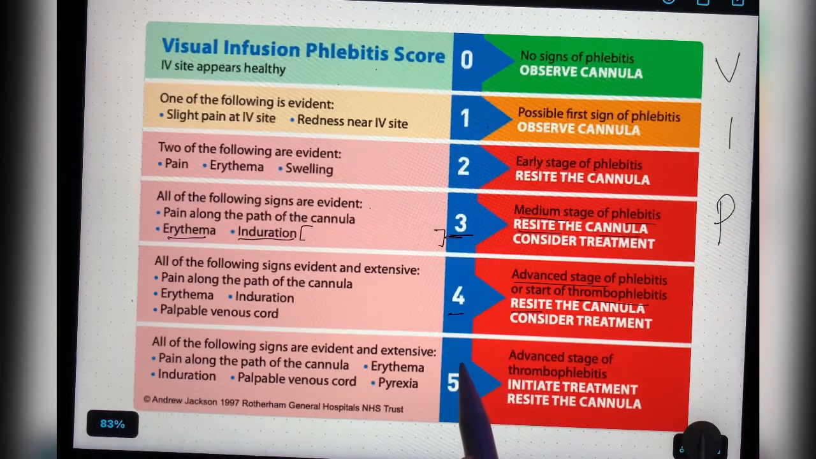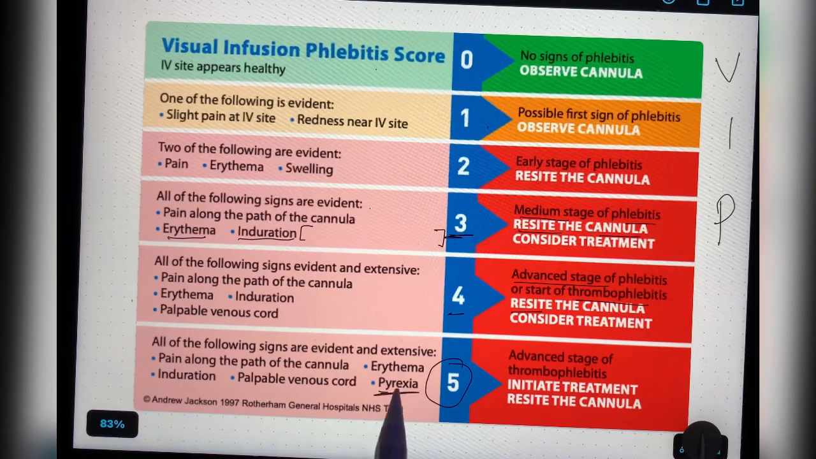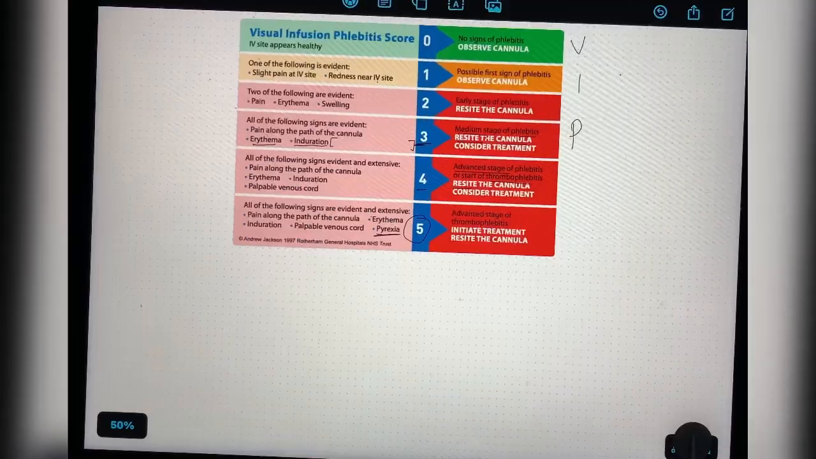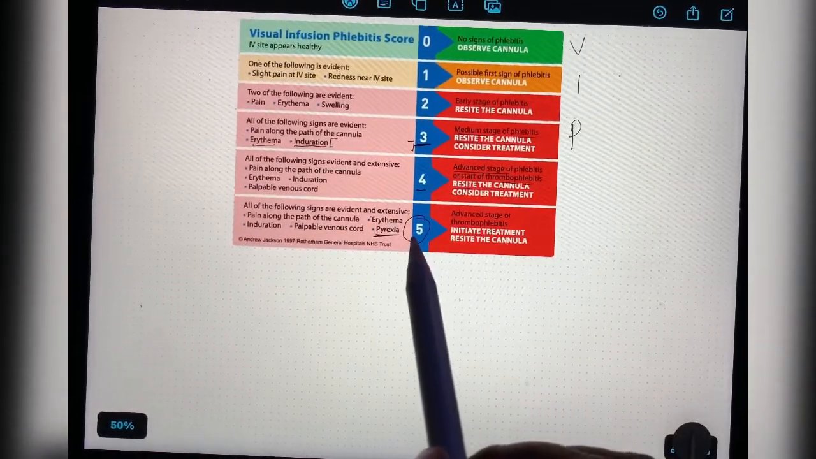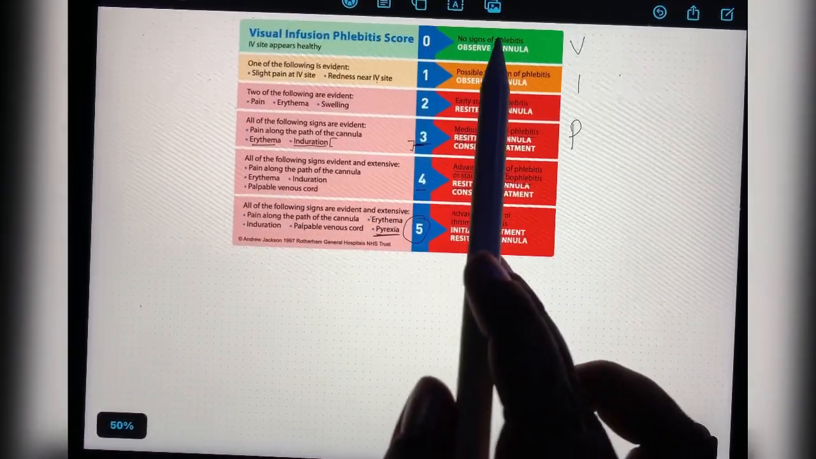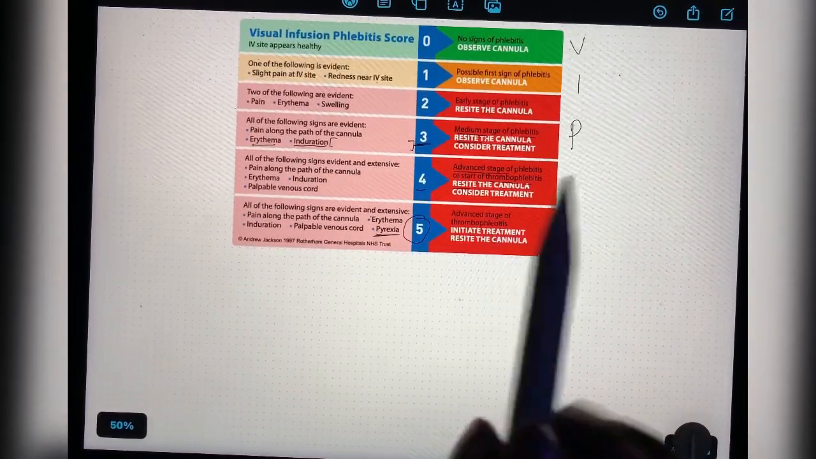And the fifth scoring is the advanced grade, which is also known as the advanced stage of thrombophlebitis. Here the patient may complain of pain, erythema, induration, a palpable venous cord along with pyrexia. So this is the 0 to 5 scoring of the IV cannula, where 0 is considered a healthy cannula, whereas 5 is considered the advanced stage of thrombophlebitis.